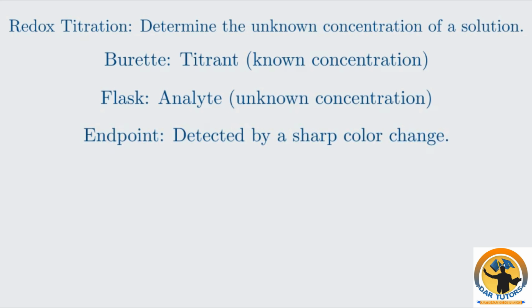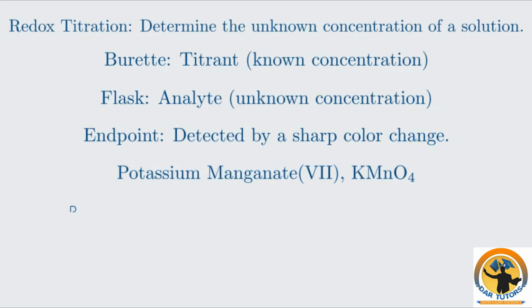The endpoint is usually detected by a sharp color change, either from the reactants themselves or by using a redox indicator. The most common oxidizing agent used in titrations is potassium permanganate, KMnO4. The permanganate ion, MnO4-, is a deep purple color. In an acidic solution, it is reduced to the manganese(II) ion, Mn2+, which is nearly colorless.